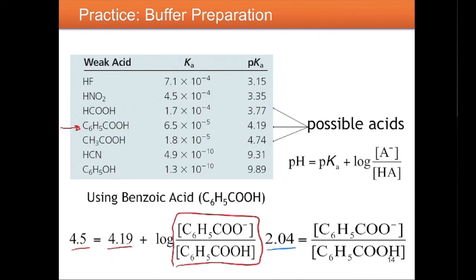And basically what that means is that we're going to need about 2 times more benzoate ion, or sodium benzoate, because it's going to be in the form of a salt. So we need about 2 times more of sodium benzoate than we do of benzoic acid.